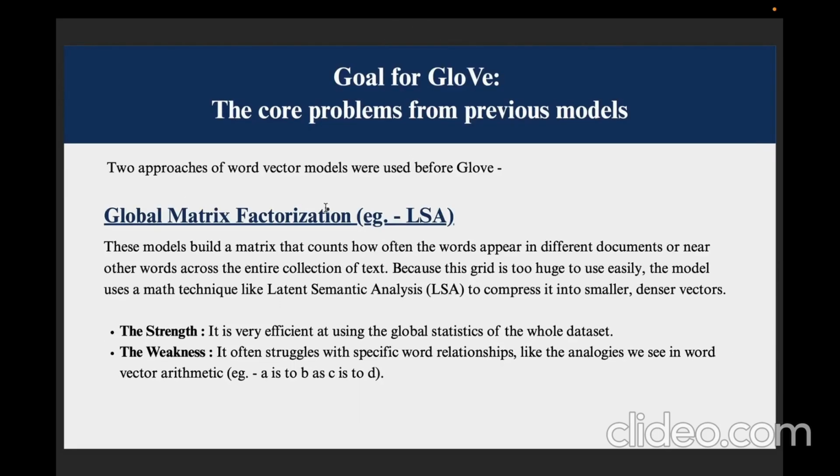First, global matrix factorization. Now, this model was built on a matrix that counts how often a word appears in different documents or near other words. That means it summarized in a very efficient way the global statistics of the whole dataset, which was a major strength for this model. Although this was also a weakness, because of the global statistics, it often struggled with capturing specific word relationships like analogies or word similarities, etc.